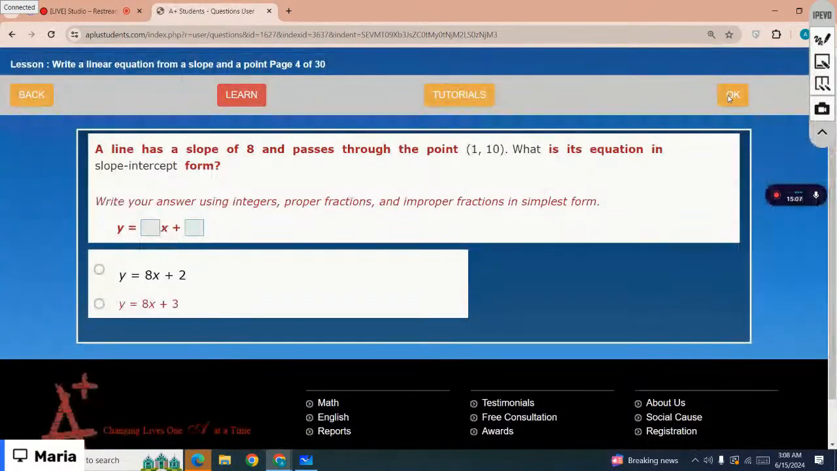A line has a slope of 8 and passes through the point 1, 10. What is its equation in slope intercept form? So which is the correct option?